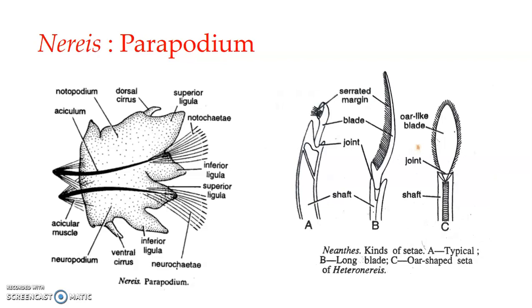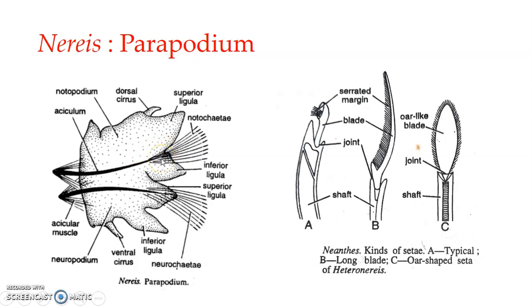New setae are continuously produced by the setal sac when the older ones are lost. So at the base of each seta, there is a setal sac, and when the seta falls off for any reason, new setae are produced from the setal sac at the base. The setae can be protruded or retracted or even turned and bent in various directions with the help of the setal muscles, and these are also present at the base of the bundle of setae.